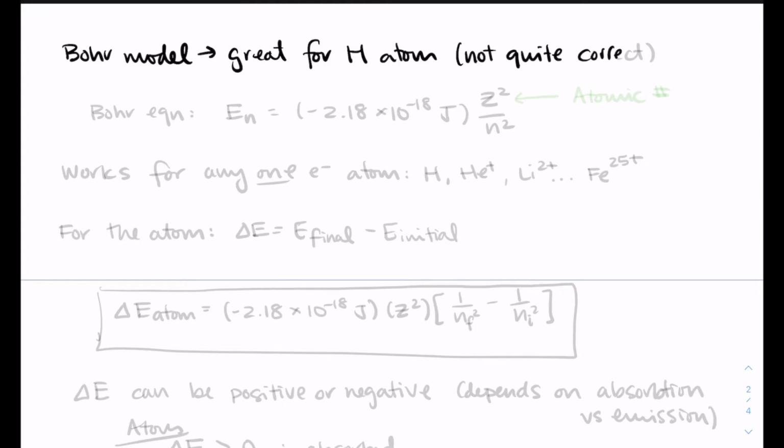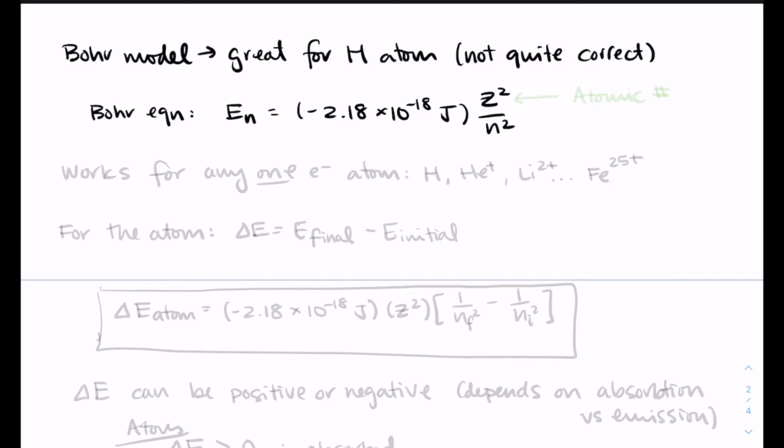So this is the Bohr model for the atom. It works great for the hydrogen atom. It's not perfectly correct, but our energy levels are calculated very nicely with his equation. So the Bohr equation gives us the energy for any level, and then we also have a put together version to calculate delta E in a little bit.